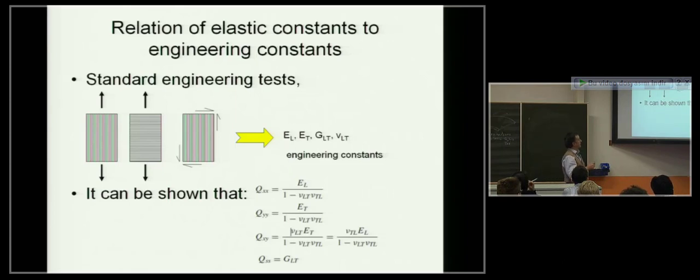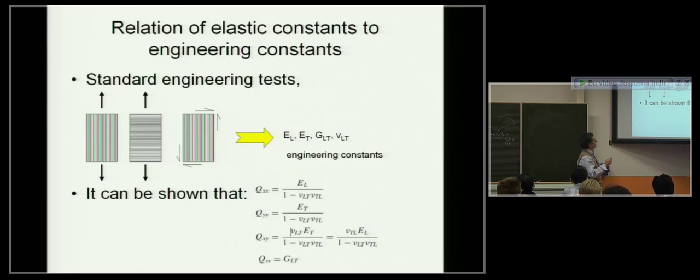Then from the second specimen in the middle, where the fibers now are running horizontally, but I'm loading perpendicular to them, I can measure the so-called transverse modulus, or Young's modulus. And then by doing a shear test, which is not easy, by the way, you get a shear modulus.